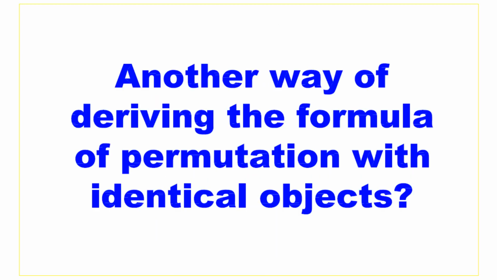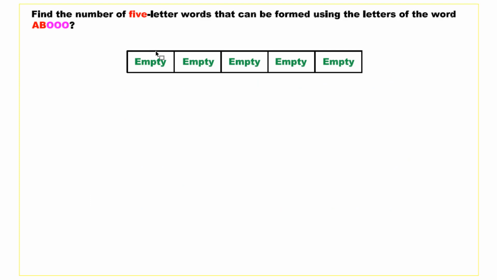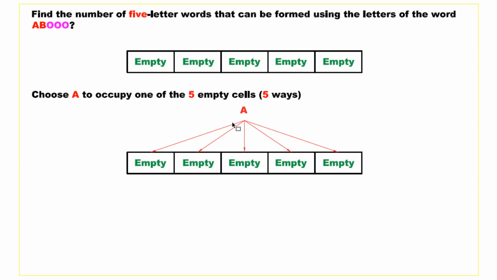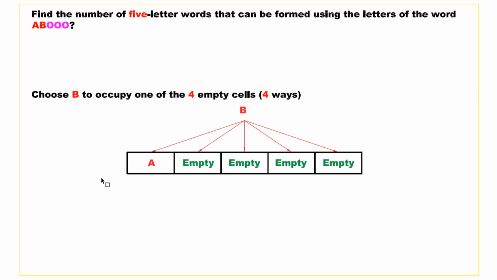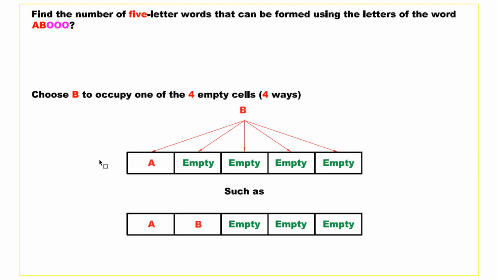Another way of deriving the formula of permutation with identical objects, we can imagine that we have 5 empty cells for 5 letters, and that letter A can occupy one of these empty cells in 5 ways. So let's say that letter A is occupying the first cell, and so letter B can occupy the rest of these empty cells in 4 ways. So let's say B is occupying the second cell.